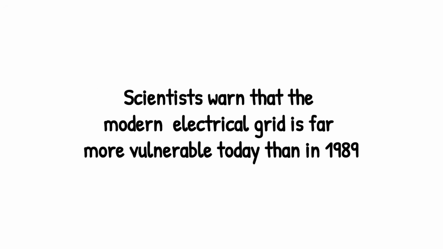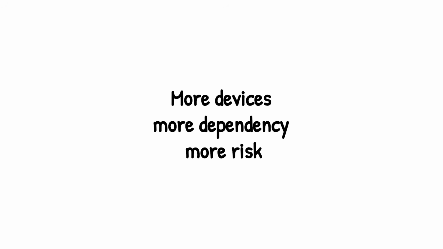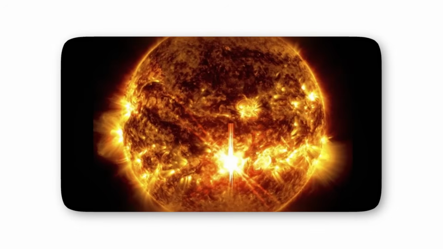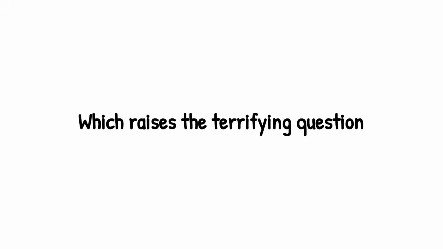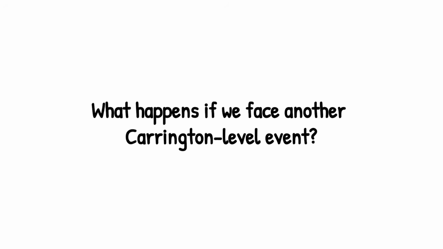Scientists warn that the modern electrical grid is far more vulnerable today than in 1989. More devices, more dependency, more risk. And an X10 plus flare wouldn't just cause flickering lights, it could spark a full-blown technological crisis. And yet, unbelievably, the sun has fired off even larger bursts in the past, which raises the terrifying question, what happens if we face another Carrington-level event?